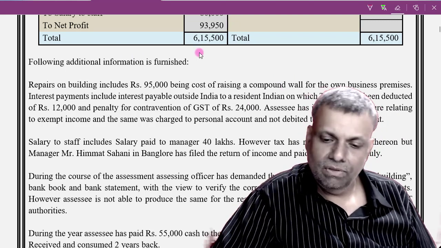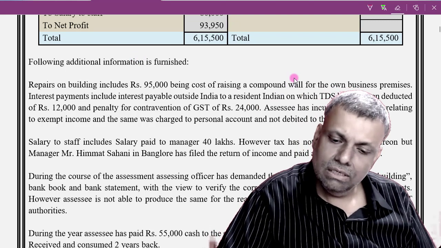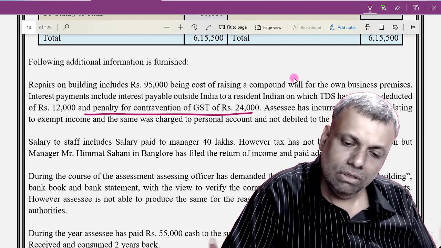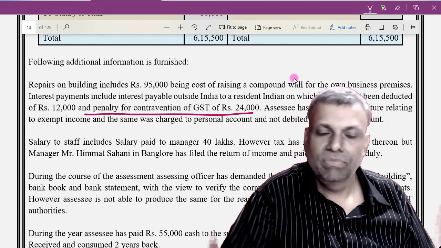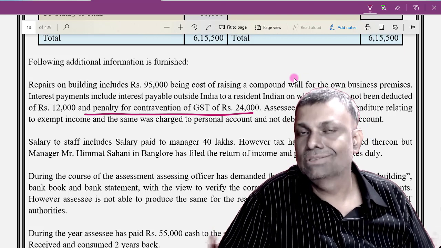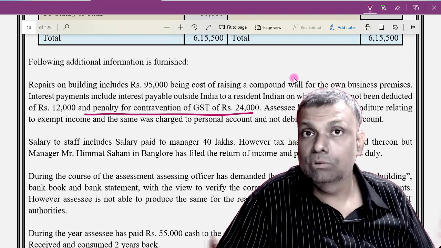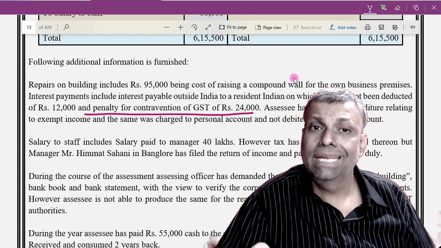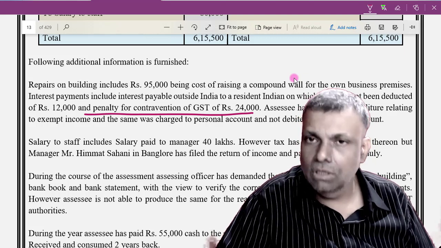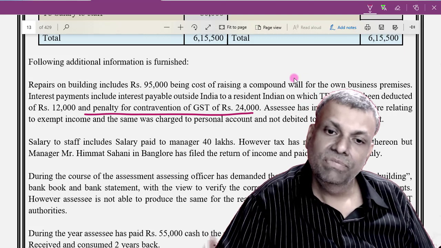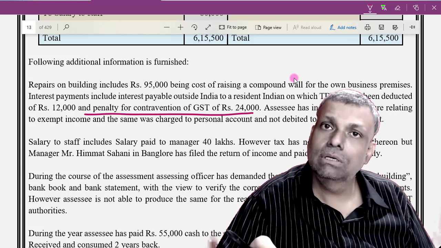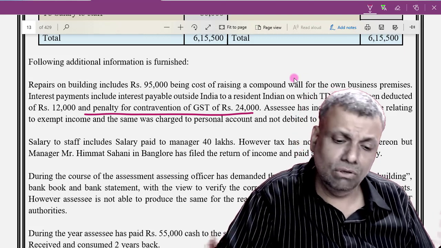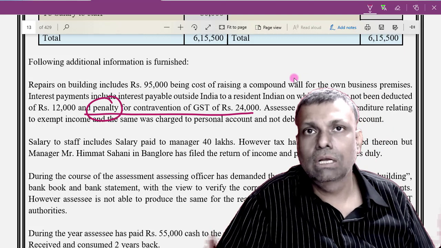Okay. Now, further: penalty for the contravention of the GST. Any penalty for the infraction of the law is not allowed as a deduction. In fact, the Explanation to section 37 also comes into the picture here, and there are many court cases too. If you incur any expenditure in contravention of the law, that means you have violated the provisions, and thereafter you try to get that deduction, you cannot get it because there is a violation of the law. So the penalty generally is not allowed as a deduction.